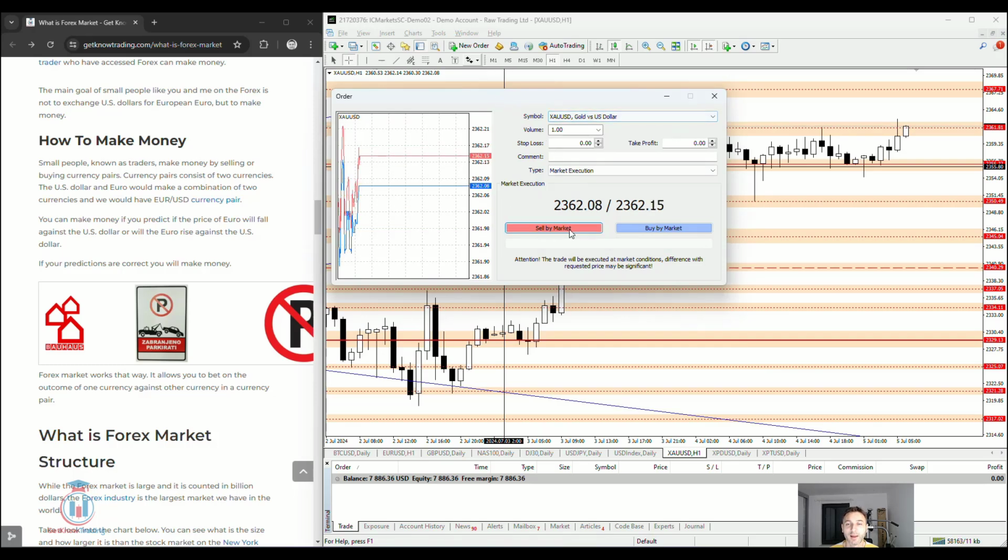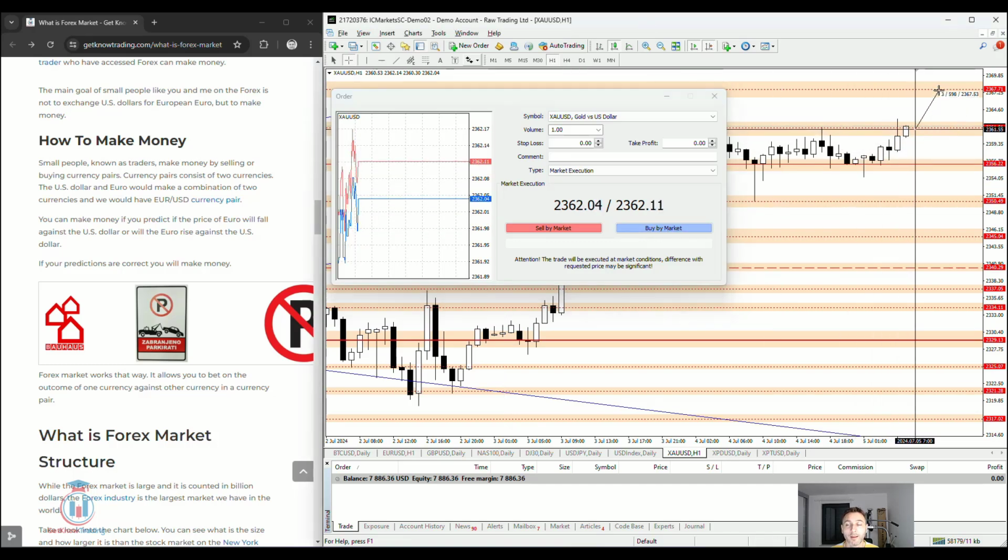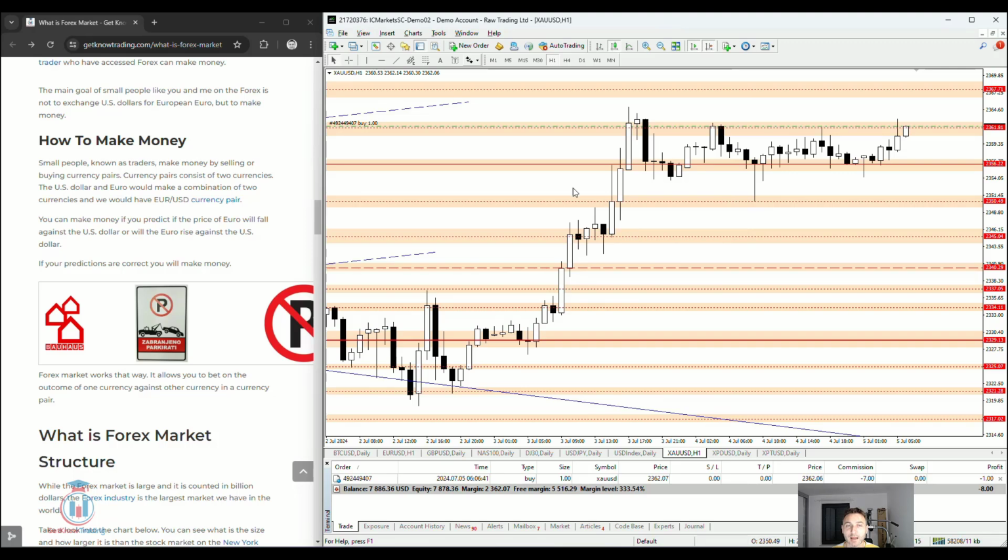Now in this window, I can click sell by market or buy by market. If I click buy, this means I am defining that the price will go up. But if I click sell, then I'm defining that the price will go down from the current market price. And the current market price is visible here, these two prices. I will click buy because I would like to make money by deciding that the price will go up.